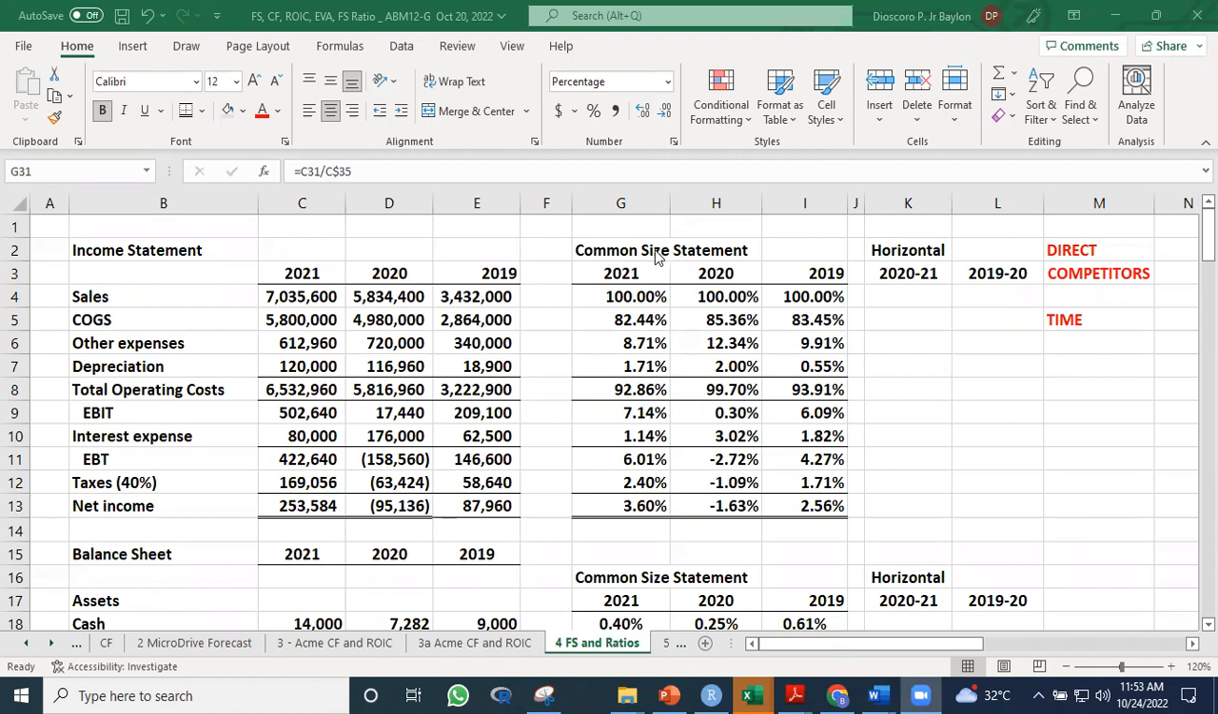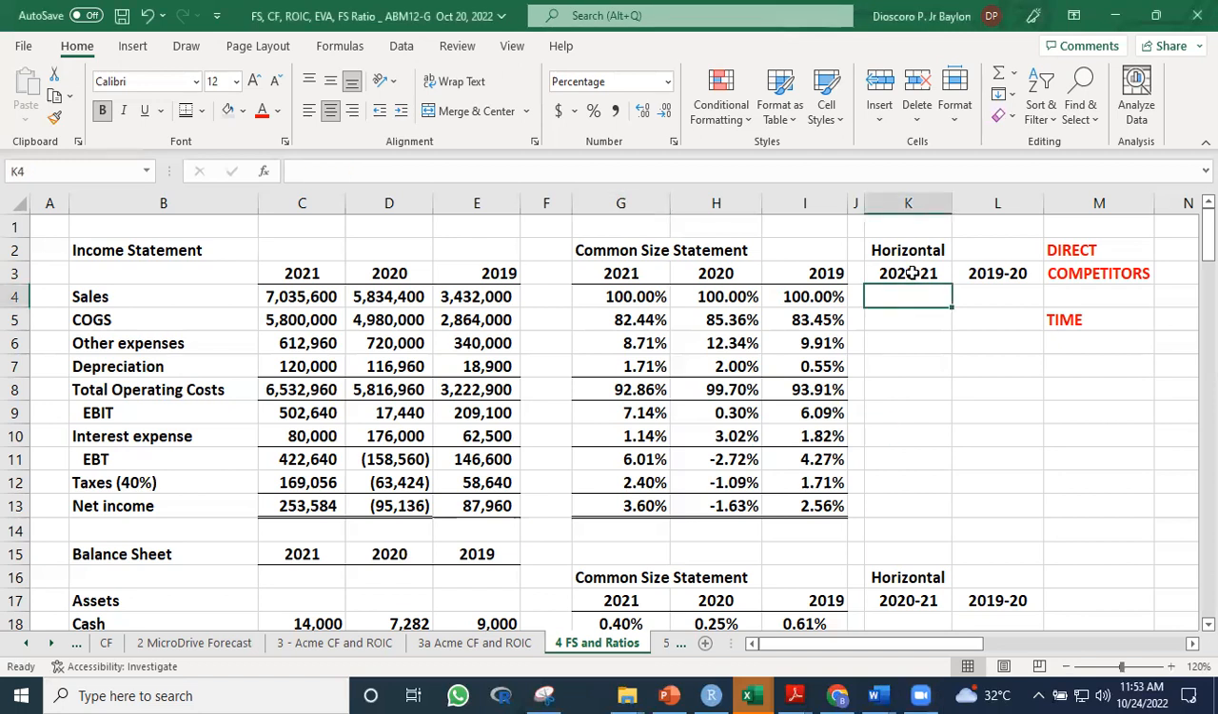Another name for common size statement is vertical analysis. So others call this vertical analysis. Bakit siya vertical? Kasi ang benchmark natin, ang basis ng ratio natin, done vertically, di ba? Ito sales, siya yung basis natin. And we divide each of the accounts here to sales. Vertical yung approach natin.